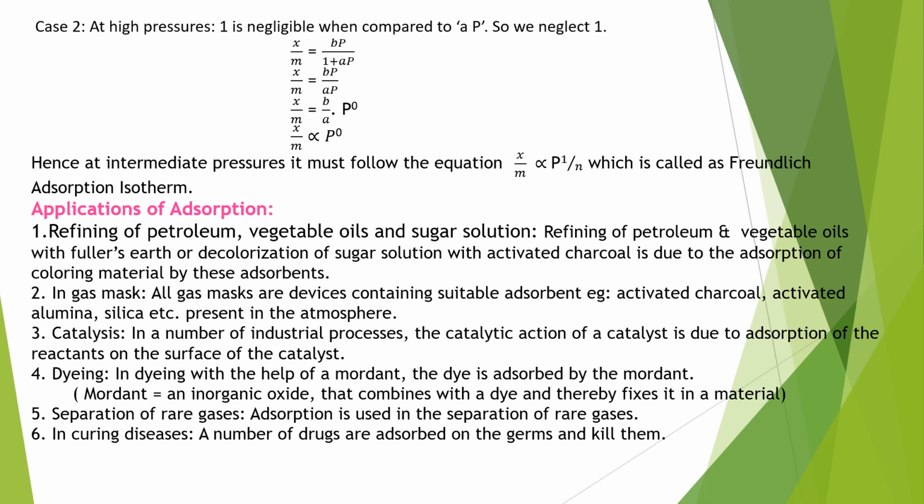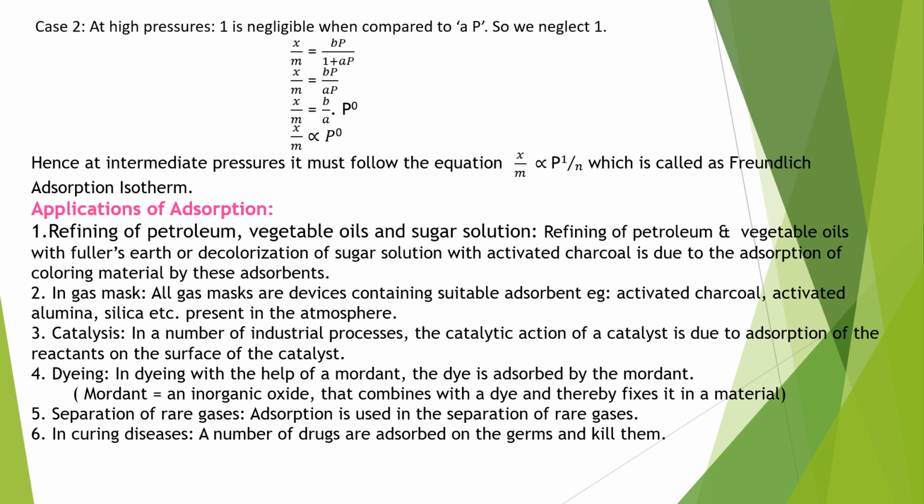Next, second case, at high pressures, 1 is negligible when compared to AP. Therefore, 1 is neglected. So, x by m is equal to BP by 1 plus AP. So, when 1 is neglected, what happens? x by m is equal to BP by AP. So, x by m is equal to B by A into P power 0.